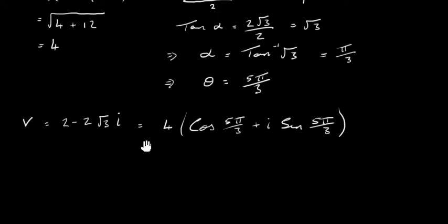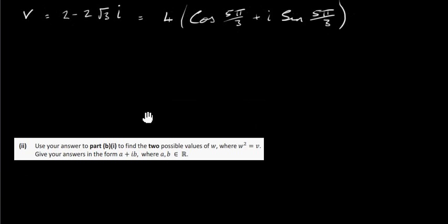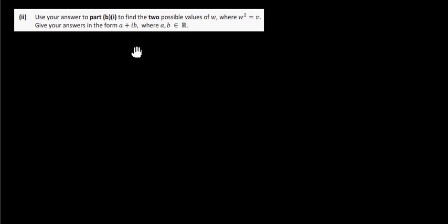Okay, and that is it really. Let's move on to the next question here. It just says use your answer to part B1. So what we've just done to find two possible values of W, where W squared here is equal to V. So we have W squared is equal to V, and we've got to work out what W is here. So I'm just going to go back a little bit.